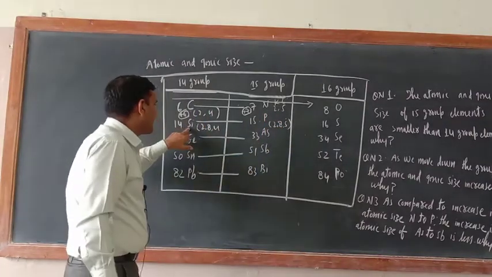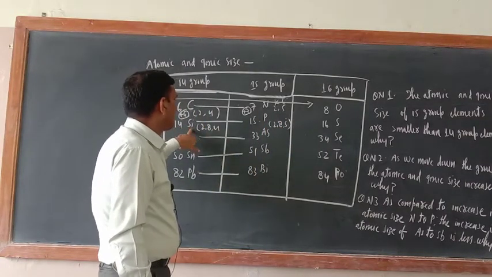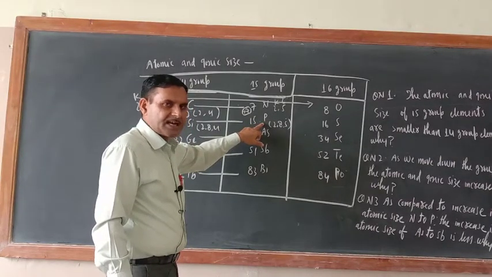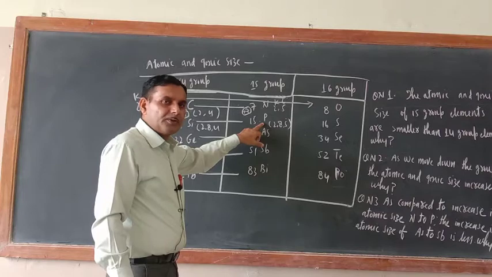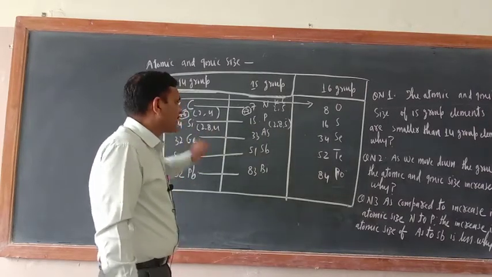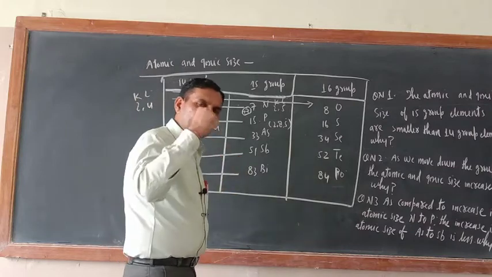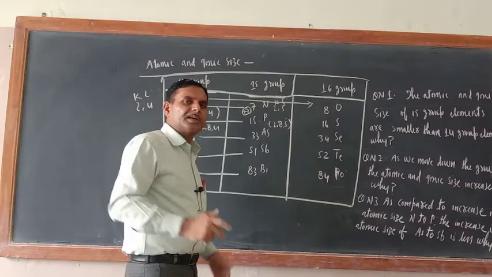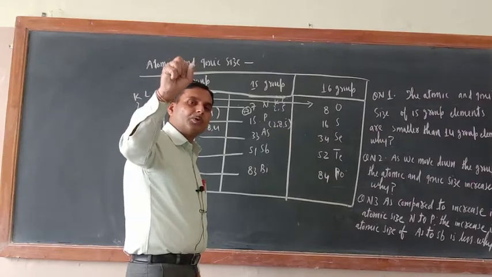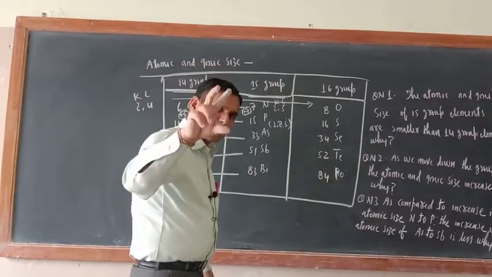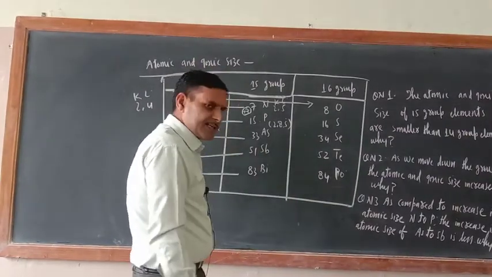Same if we compare silicon and phosphorus. Just see, the number of shells is 3 only, but phosphorus's nuclear charge is more than that of silicon. If the nuclear charge of phosphorus is more than that of silicon, then phosphorus's nuclear charge will attract the outermost shell's electrons. That is why phosphorus's atomic size will be smaller than silicon.